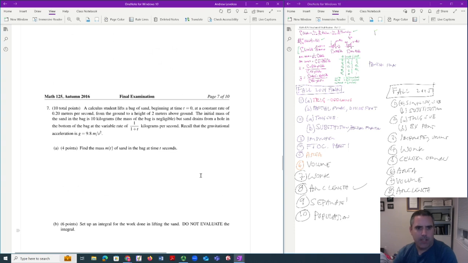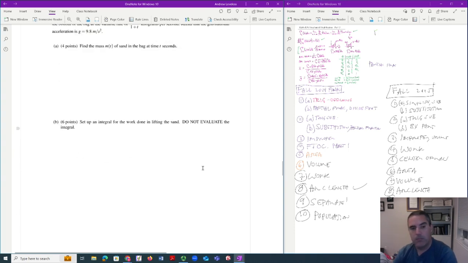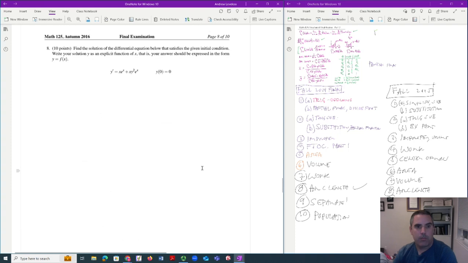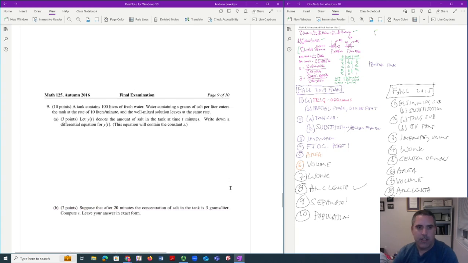Calculus student lifts a sandbag. This sounds like a leaky bucket problem. Separate and integrate. So first step is we're trying to factor. And any of these I can talk about more if you ask about them. But right now we're just focusing on the idea. And then we have a mixing problem.